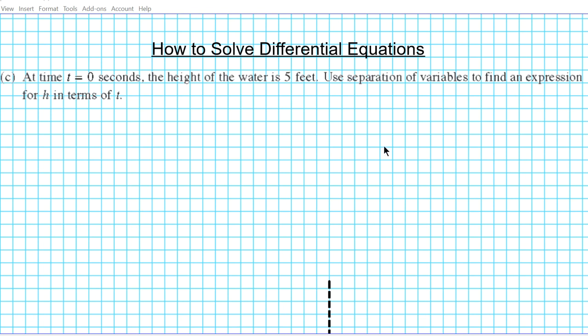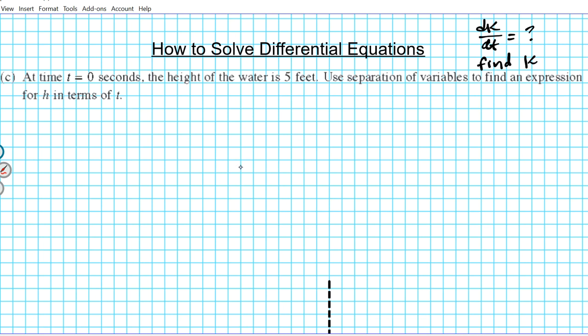All right, in question number 4C, we're going to be assessed on how to solve differential equations. It reads: at time t equals 0 seconds, the height of the water is 5 feet. Use separation of variables to find an expression for h in terms of t. When you're given a differential equation, for example, dk/dt is equal to something, and you're asked to find an expression for k, what you're doing is solving the differential equation.